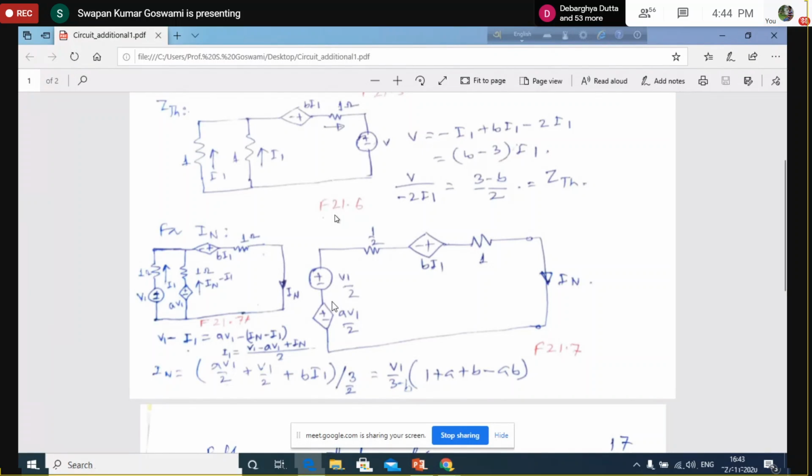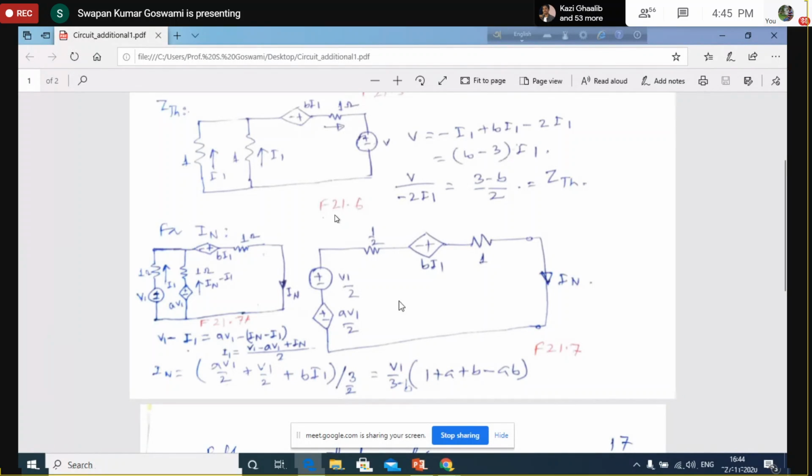This circuit has been obtained by converting voltage sources to current sources, and then again current sources to voltage sources, because this circuit is somewhat easier. You can actually find the value of IN from this figure also, no problem, you can solve this. But since we have done this, from here you can find the value of IN by putting in the value of I1 from this expression. Putting the value of I1, it will be V1 by 3 minus B, 1 plus A plus B minus A. So this is the correction.